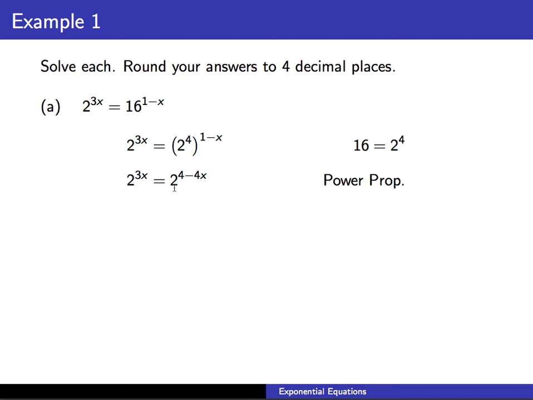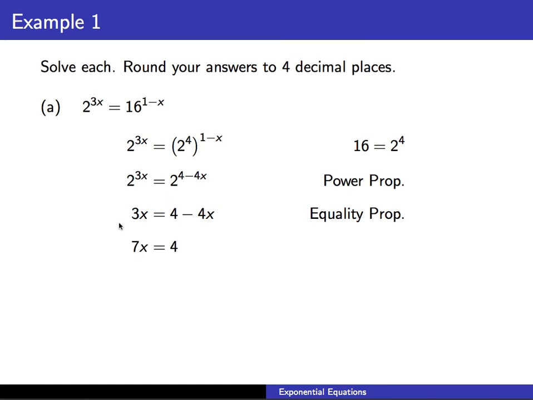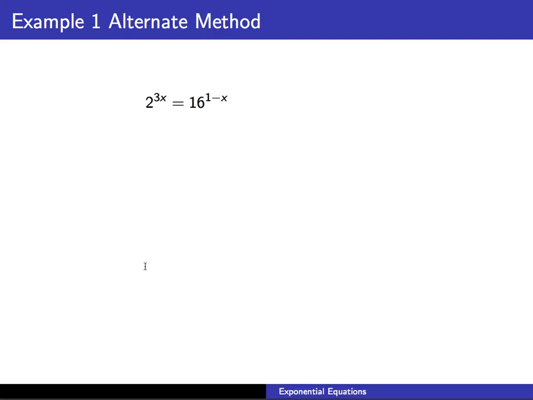So now we have equal bases. Our exponents have to be equal by the equality property for exponents. So we can set 3x equal to 4 minus 4x, add 4x to both sides, and then divide both sides by 7, and we get x is 4/7 as an exact answer. Approximately 4/7 is about 0.5714, but exact answers are always better because then you can just leave it up to the other person to figure out how many decimal places you want them to round to.